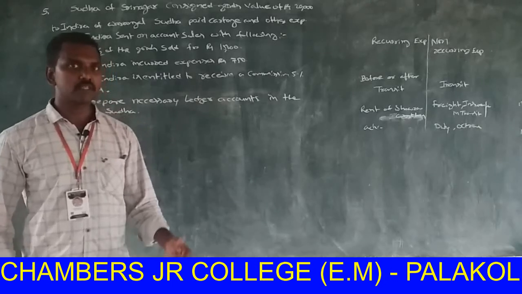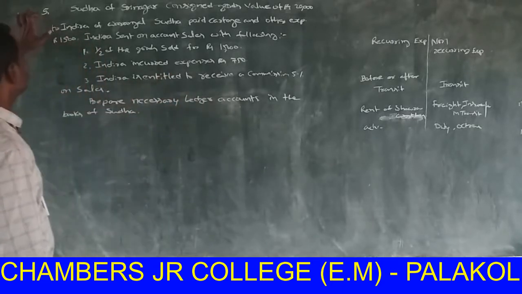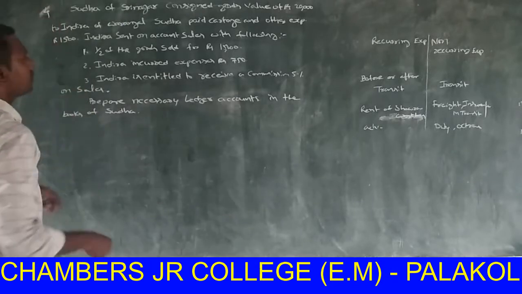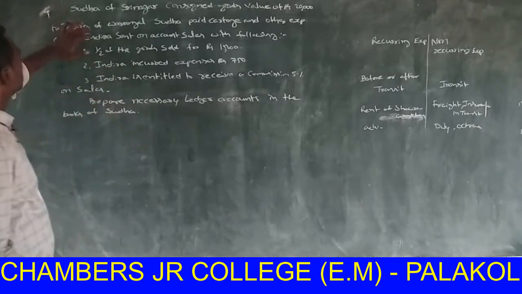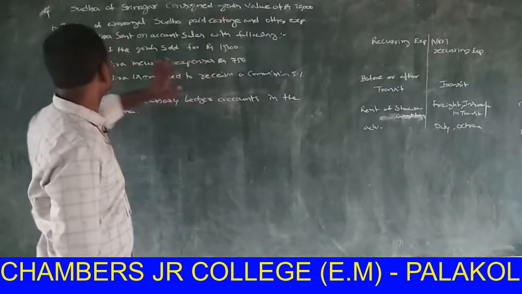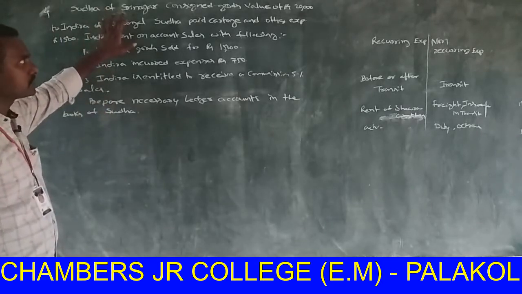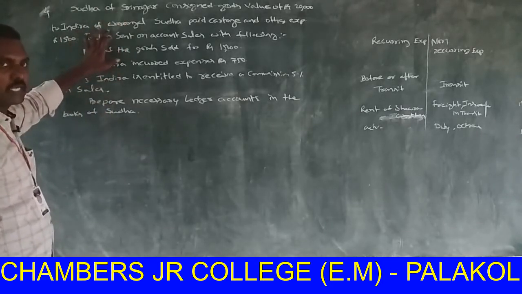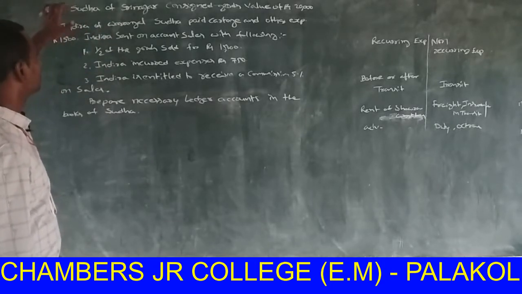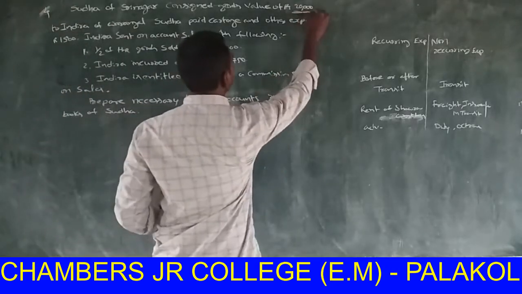Hi students, in this session let us see another problem in consignment, that is problem number 4. Sudha of Srinagar consigned goods value of rupees 20,000 to Indira. Here Sudha is consignor and Indira is consignee. The value of goods is 20,000.